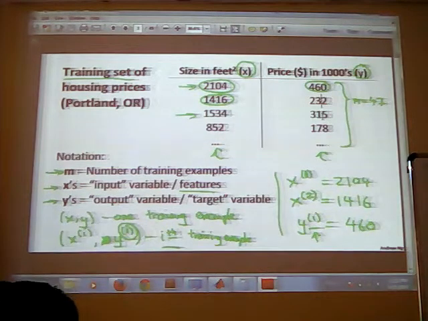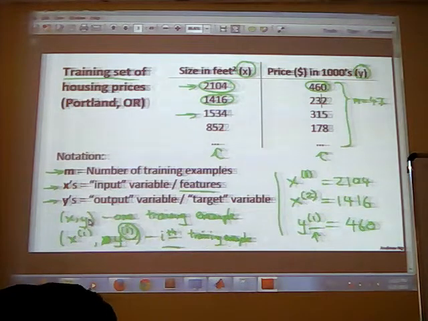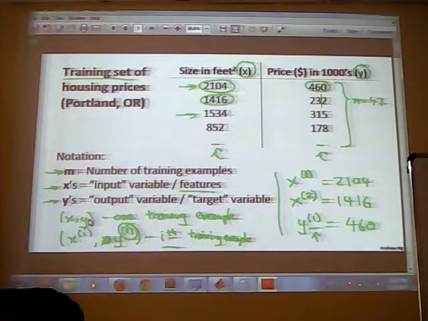One more notation which we are going to use is (x, y), which simply represents a particular training example. That means for x equals 2104, the value of y is 460. So this is your (x, y).